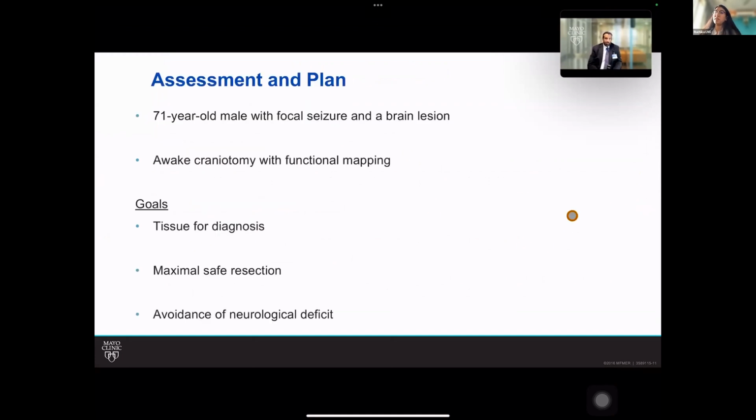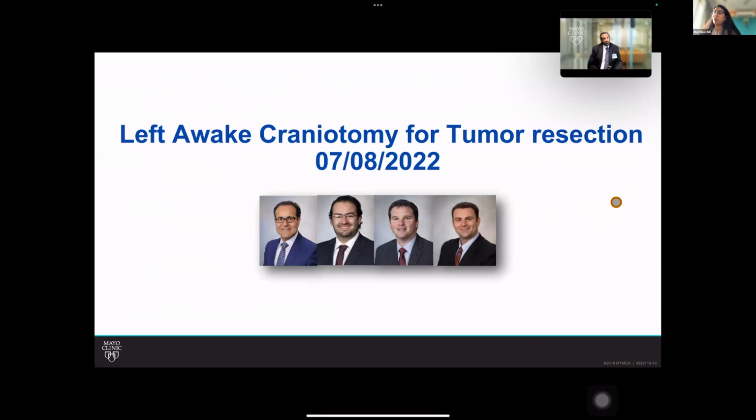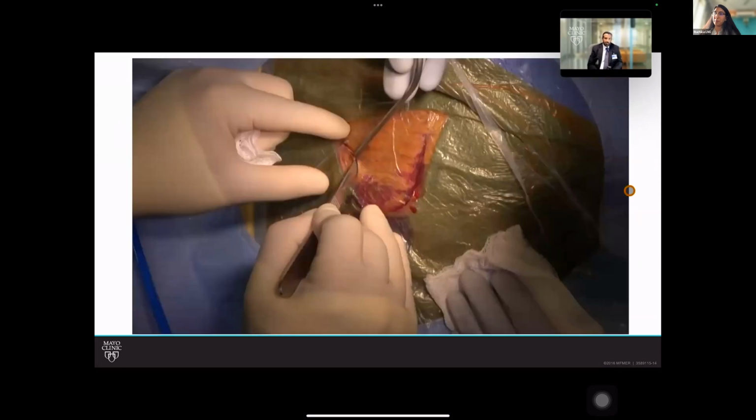So, assessment and plan: we had a 71-year-old male with focal seizure and a brain lesion, for which we decided to do an awake craniotomy with functional mapping. The goals of the surgery were to get tissue for diagnosis, maximal safe resection, and to avoid any neurological deficit. The potential risks and complications of the procedure are a speech deficit, infection of the skin, meningitis, stroke, hemorrhage, damage to neurological structures, CSF leak through the skin incision, and death. So, left awake craniotomy for tumor resection, along with intraoperative neurophysiological mapping.